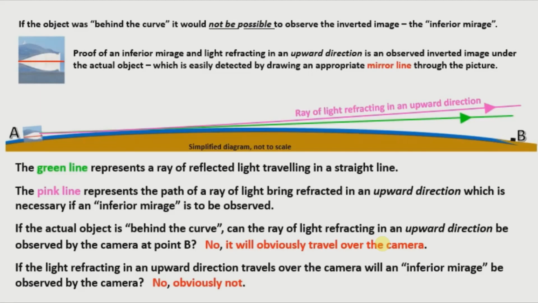The green line represents a ray of reflected light traveling in a straight line. The pink line represents the path of a ray of light being refracted in an upward direction, which is necessary if an inferior mirage is to be observed. If the actual object is behind the curve, can the ray of light refracting in an upward direction be observed by the camera at point B? No, it will obviously travel over the camera. If the light refracting in an upward direction travels over the camera, will an inferior mirage be observed by the camera? No, obviously not.